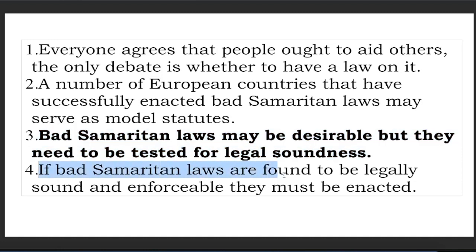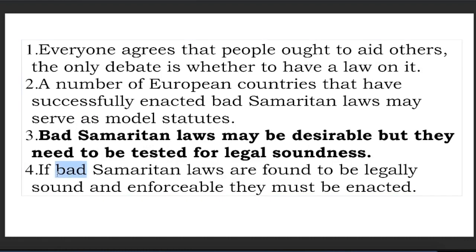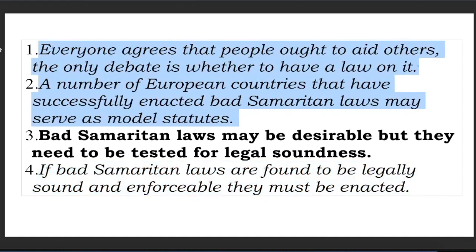Fourth one said, if bad Samaritan laws are found to be legally sound and enforceable, they must be enacted. Actually, if you go back to the paragraph, it did not say that it must be enacted. In fact, the paragraph focused on proponents of bad Samaritan law. That means the paragraph is not saying that he is the supporter. He is saying if you are a supporter, you have to cross these three obstacles. Whether the writer of the paragraph is saying that they must be enacted is definitely not true in the context of the story. So this option 4 is also out for me, right? And my correct answer is option 3.